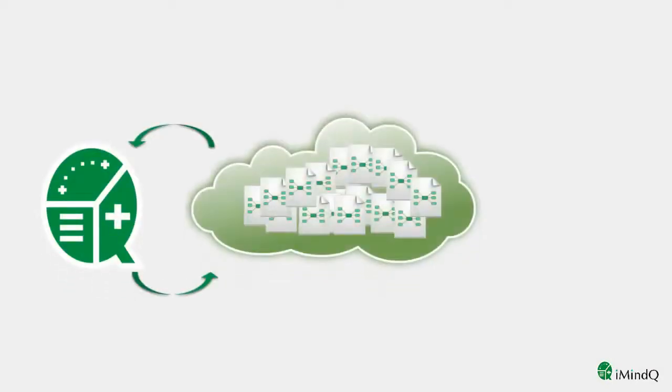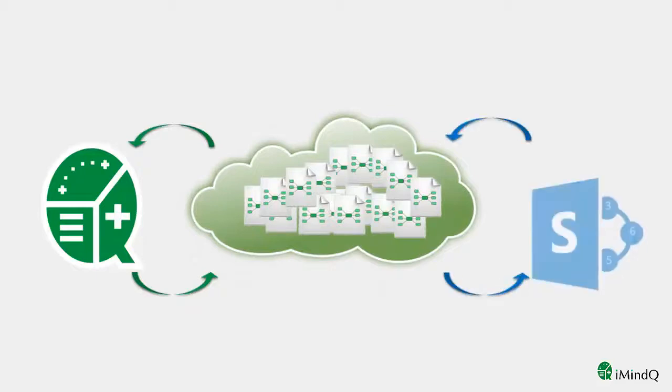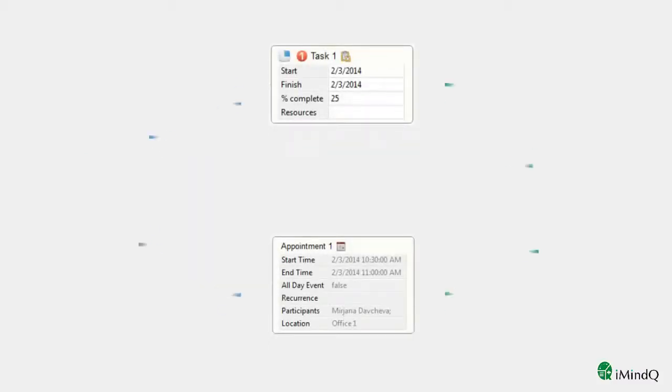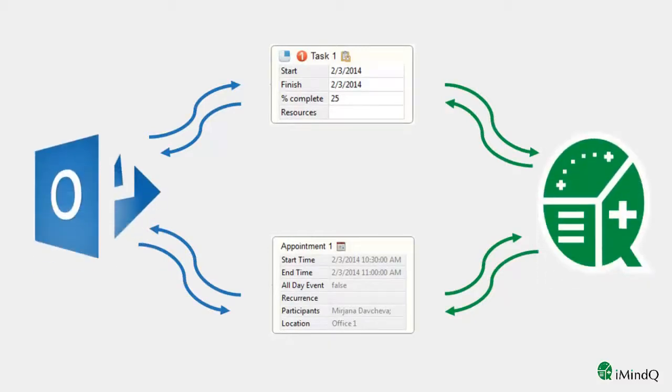You can have your iMindQ maps in the cloud with SharePoint 365. You can organize your Excel data with a mind map and always have your tasks and appointments synchronized between Outlook and iMindQ.